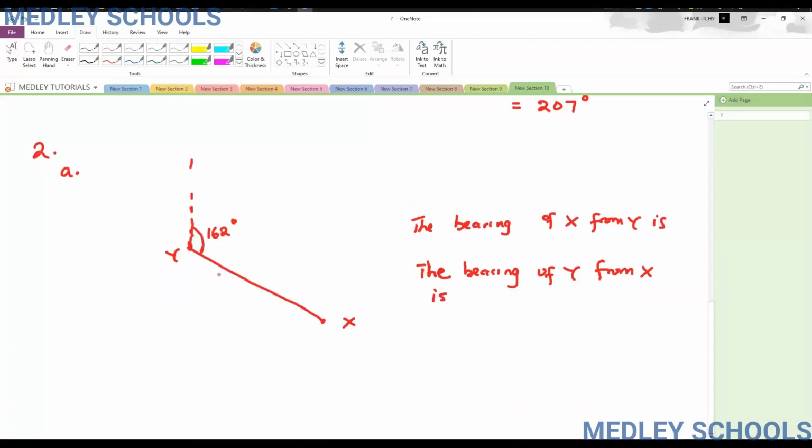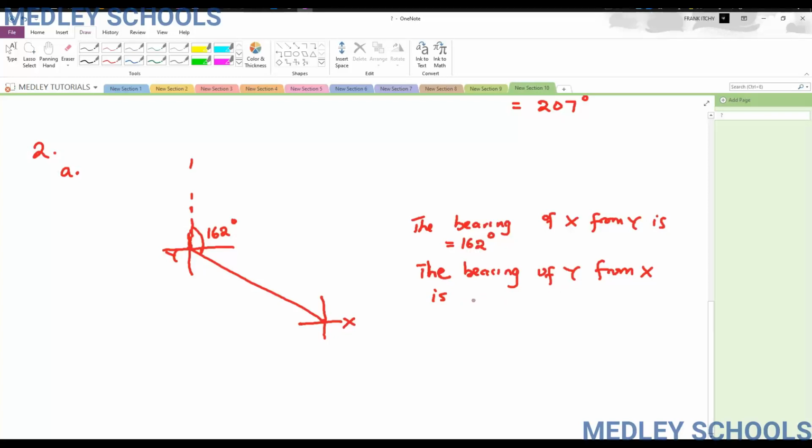Now, for the second part of the question, we have to write the bearing of X from Y and the bearing of Y from X. Now, to make it easy, we draw our 4 cardinal points on each of the points, so we know what we are doing. The first one says the bearing of X from Y, and that means we are going to read from Y. So what we need is the angle from north till you get to the line that comes from X, and that is 162 degrees.